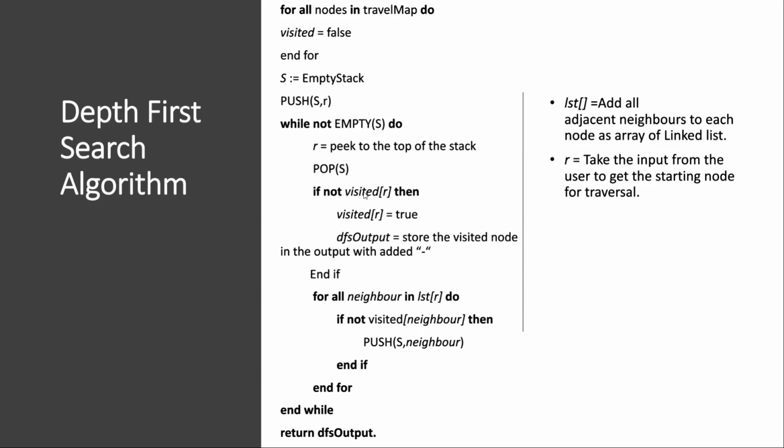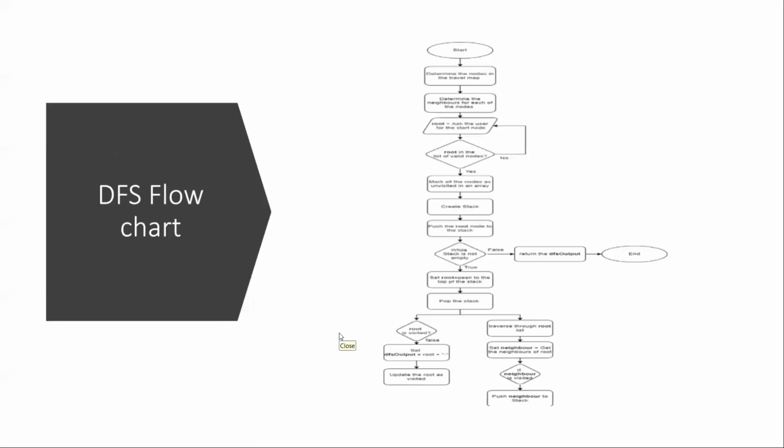If that root node is not visited, we are going to set it as true and add it to the DFS output. And then we are going to loop through all the neighbors that we had added for this root node. If a neighbor is not visited, then we are going to push it into the stack. This way, all the child nodes of the root node are going to get added one after the other. And once all the child nodes are added, we are going to stop. Then again, we go back to the top of the stack and pop out the last child node. This way, we are going to iterate until there are no other unvisited nodes. So this is the basic algorithm of depth first search.